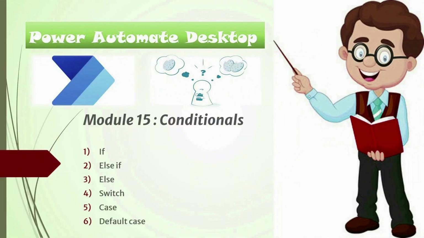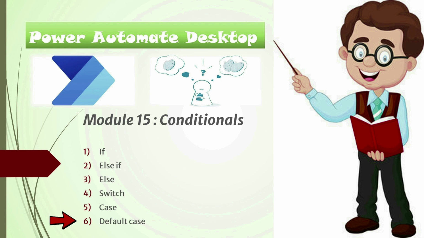My name is Vishal Bamlani, and in our session today, we will learn about the conditional actions provided by Power Automate Desktop. Conditional actions that will be covered in today's session are: first, if; second, else if; third, else action; fourth, switch; fifth, case; and sixth, default case.